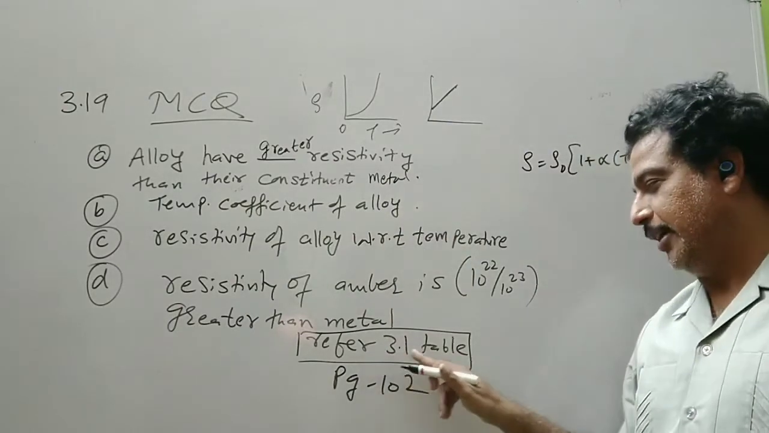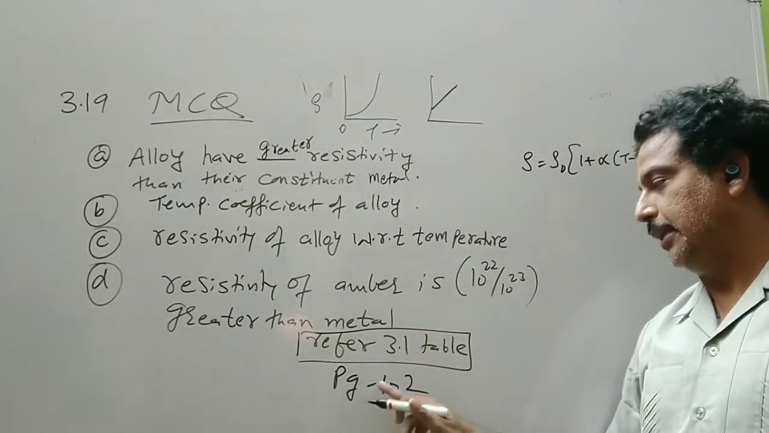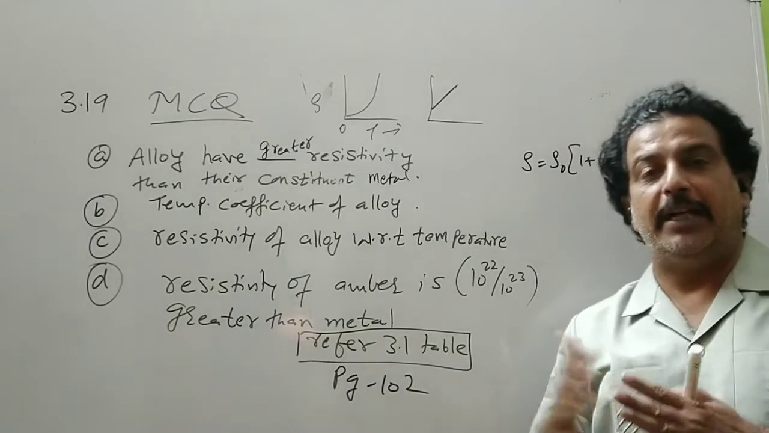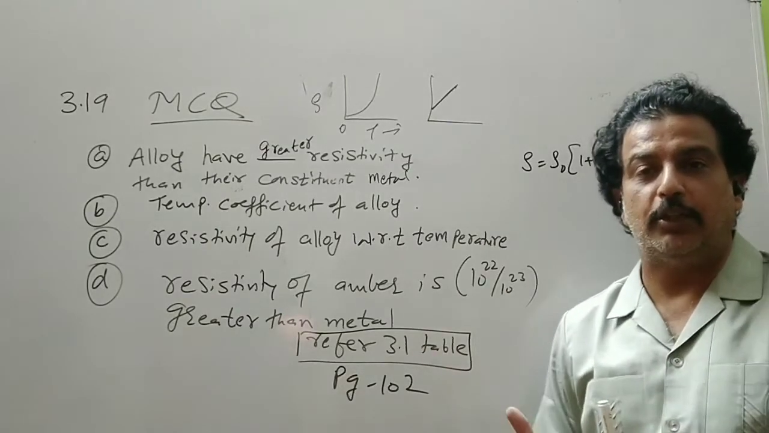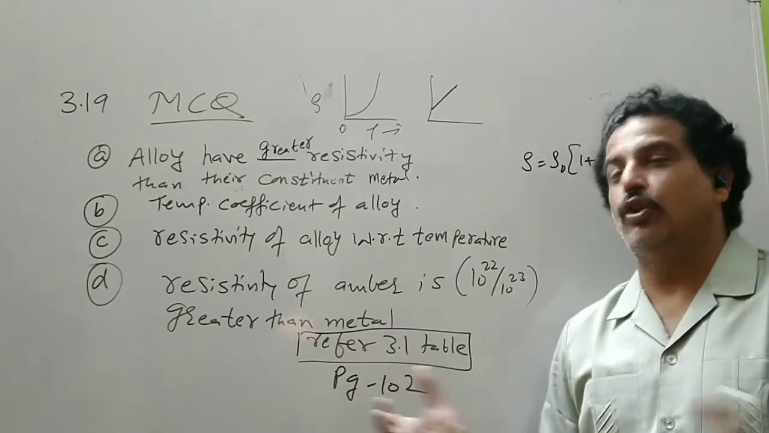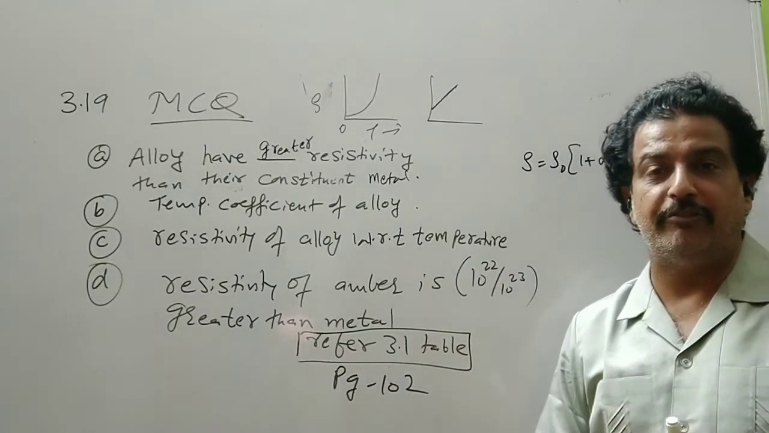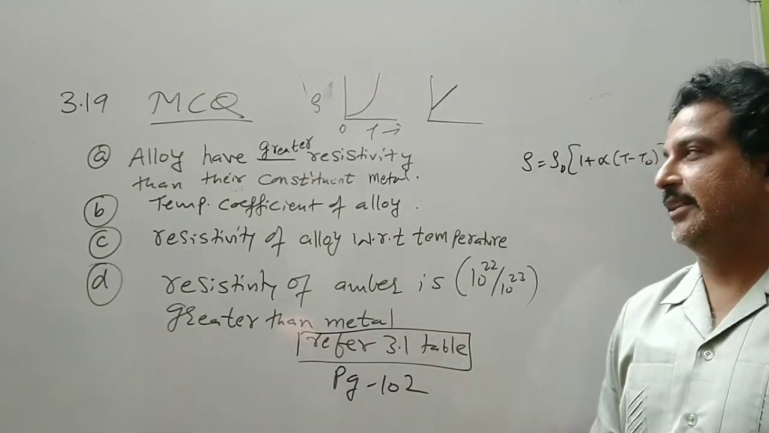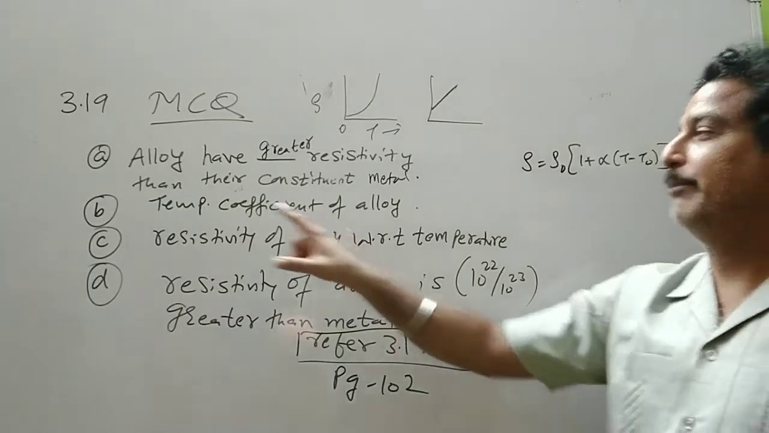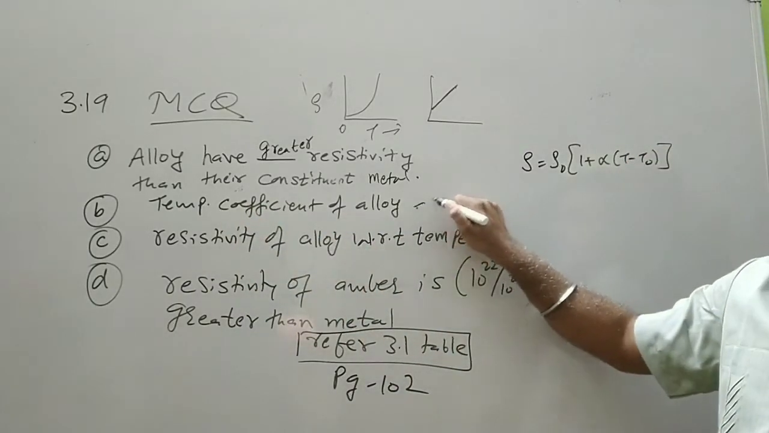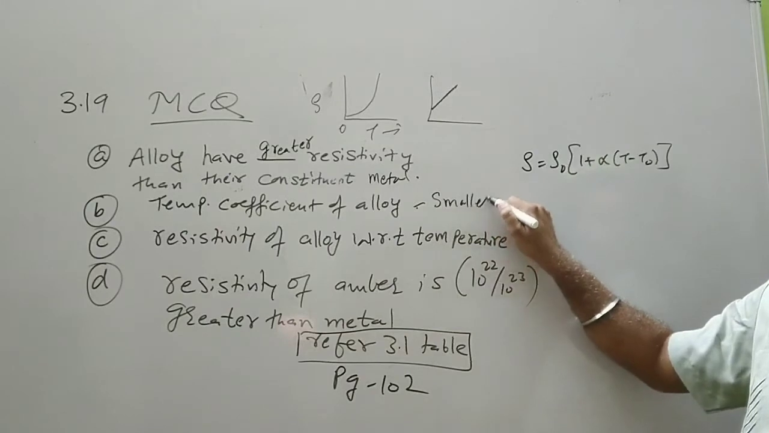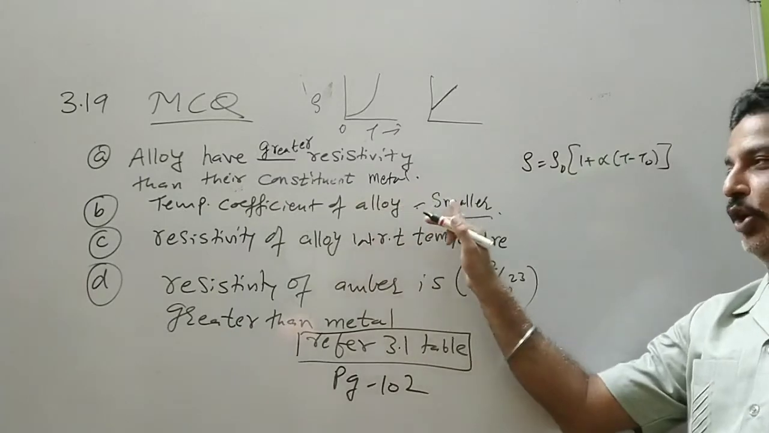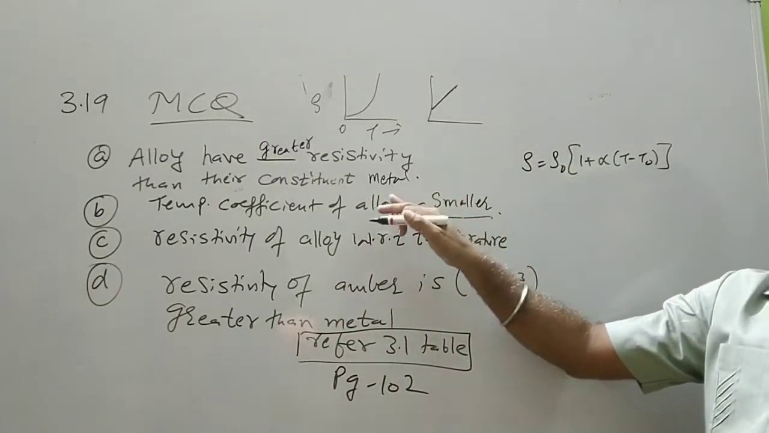You can also refer to table number 3.1 in our textbook, that is on page number 102. So you will see that the resistivity of the metal is less as compared to that of an alloy. Or it is also common sense that an alloy is a mixture of different constituent metals, so its resistivity should be greater. Now the temperature coefficient of alloy. Now this is inversely proportional to resistivity, so it should be smaller. So the temperature coefficient of an alloy is smaller as compared to the metals.